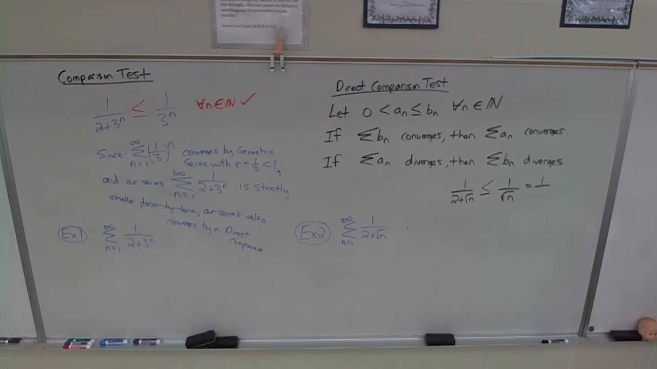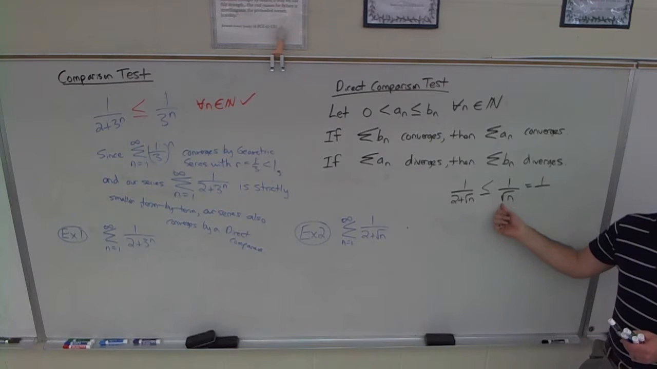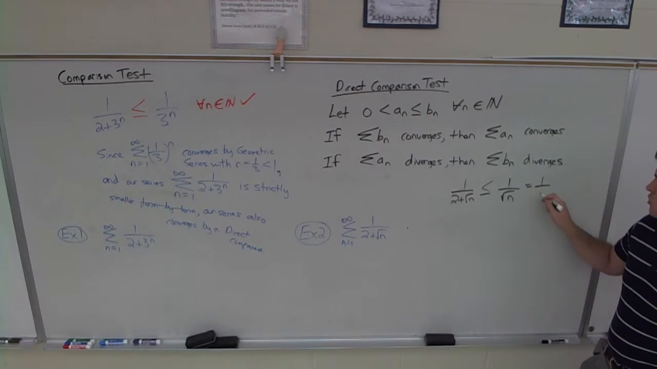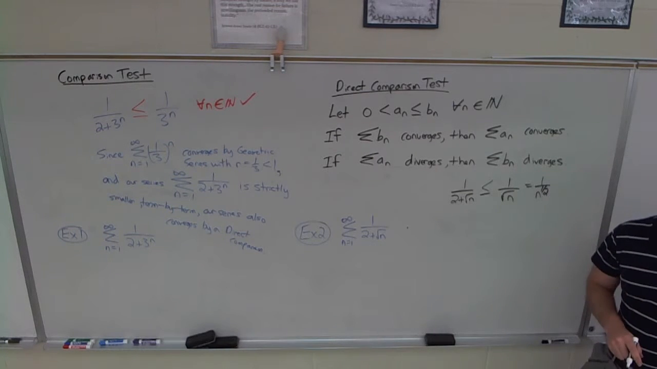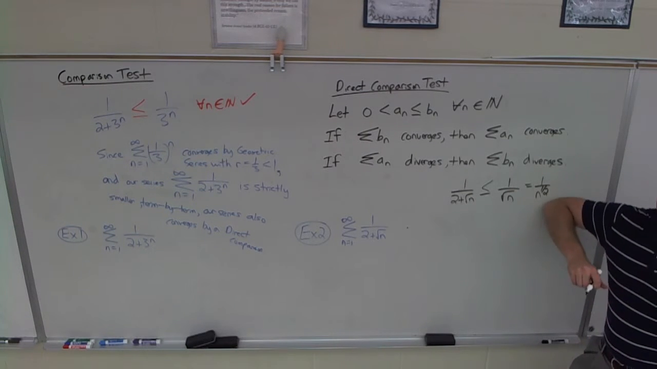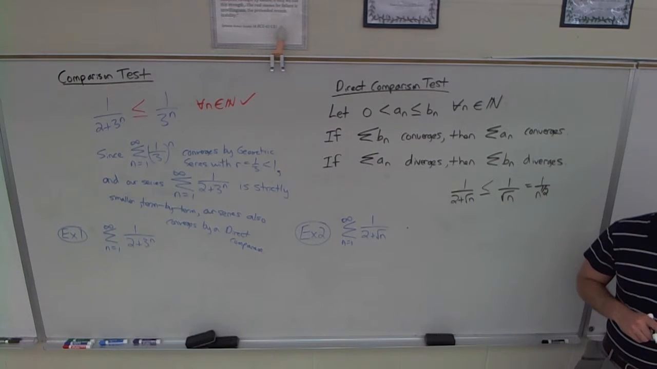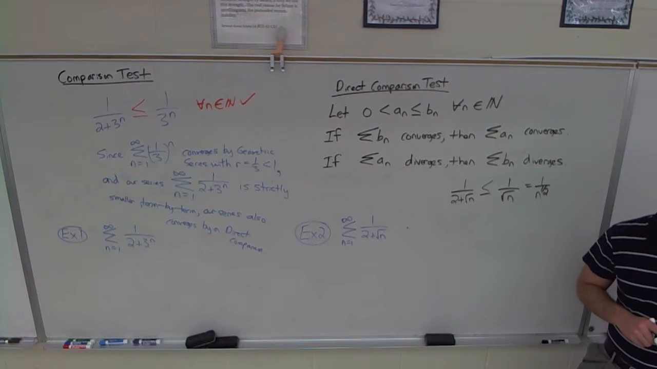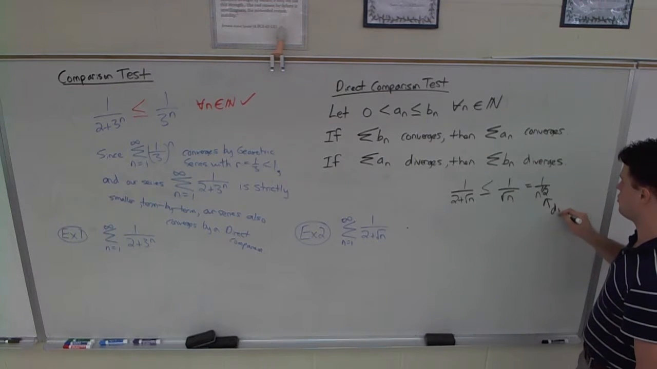Well, the only question is does this guy converge or diverge? This is 1 over n to what power? 1/2, which means if I put a series in front of that, what is it? What kind of series? It's a p series. P is what? 1/2. P is 1/2. Diverges or converges? That diverges. This guy diverges.